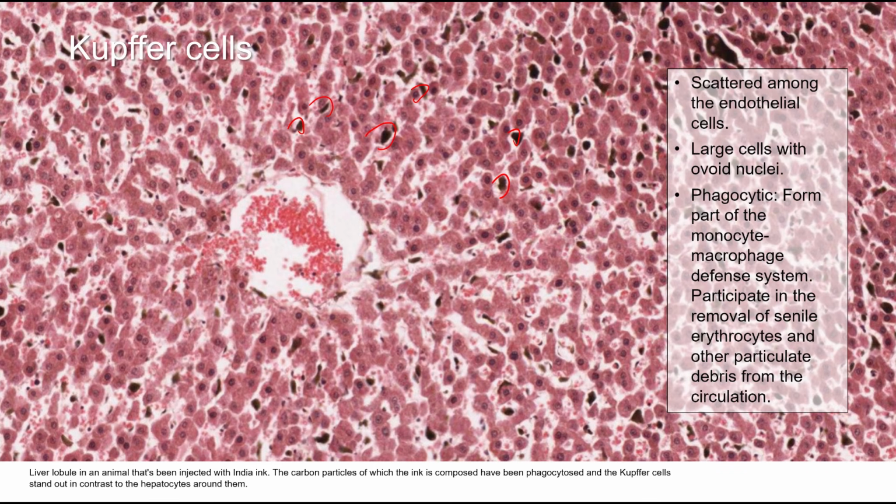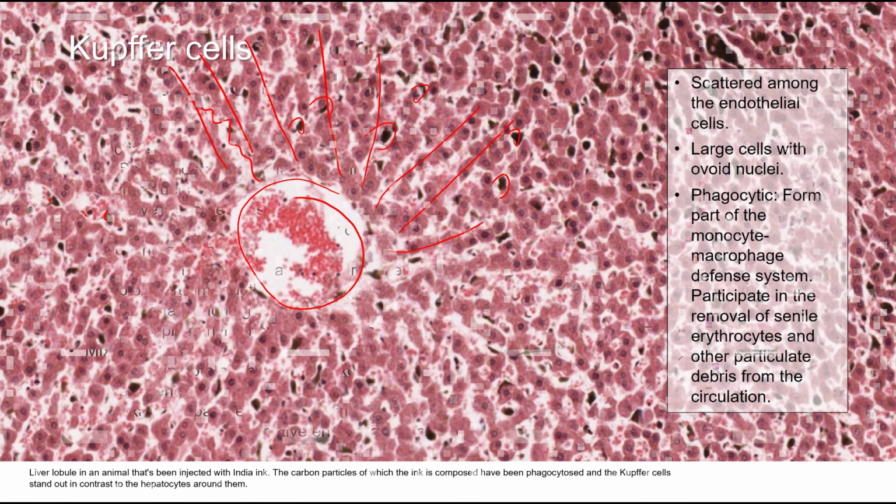In this section, you can see the hepatic lobule. This is a central vein, and these are the plates of hepatocytes. In between them are the sinusoids radiating from the central vein. And here, the animal has been injected with India ink, which contains carbon particles, and then sacrificed after that. So the carbon particles, which were present in the ink, were phagocytized by the Kupffer cells. And that's why the Kupffer cells are shown clearly here, because they contain these carbon particles.